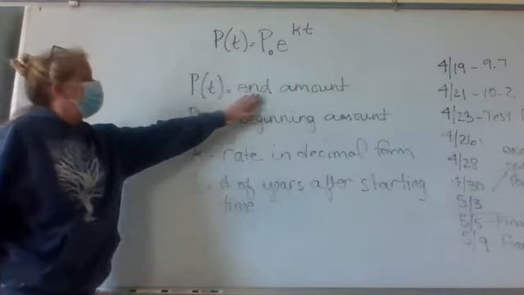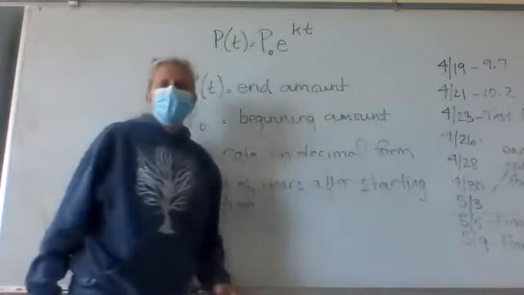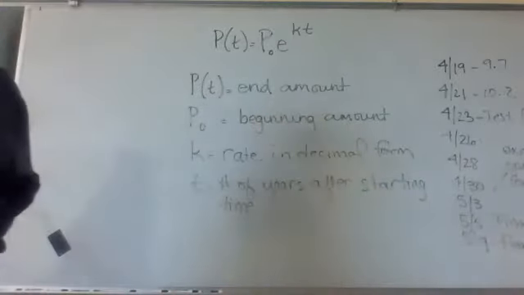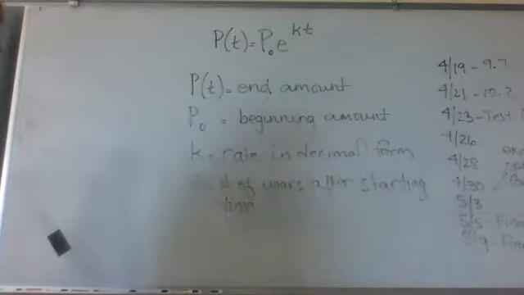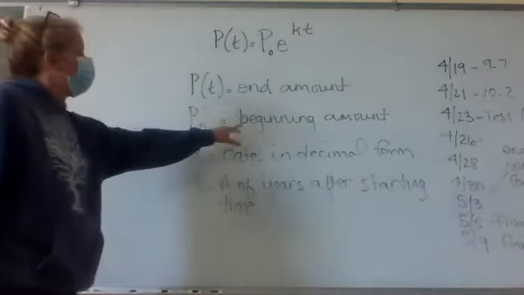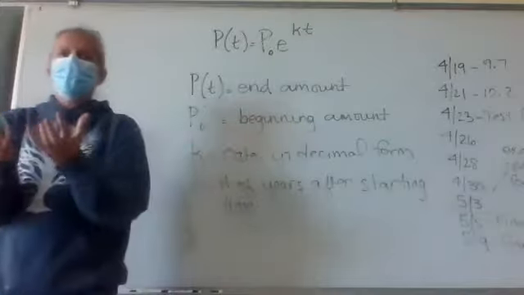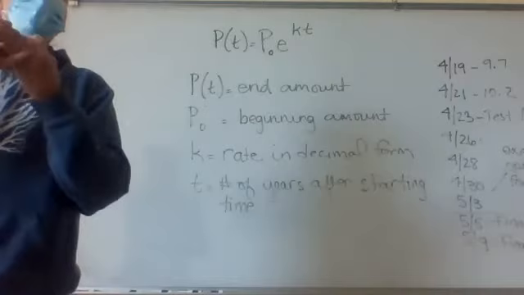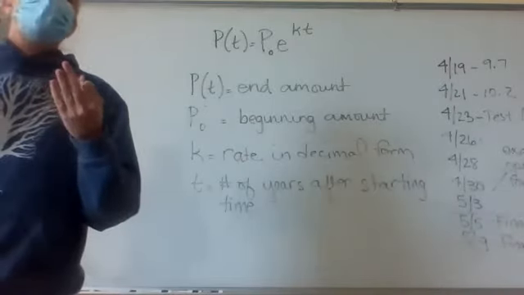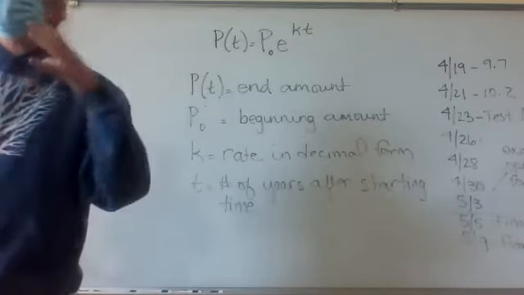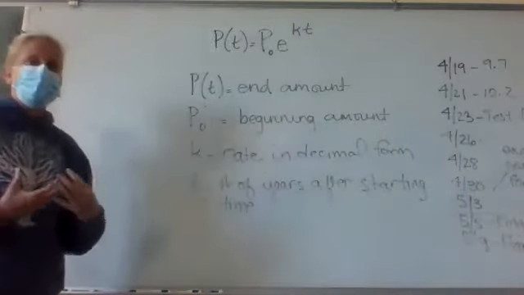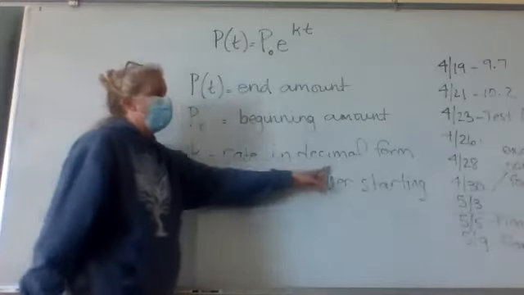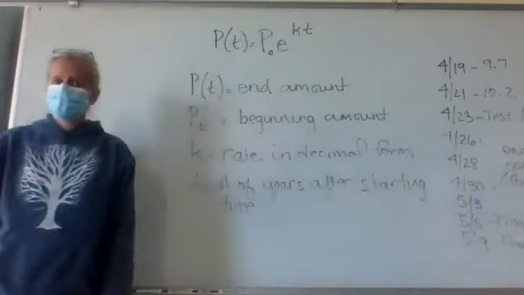P of T is going to be your ending amount. These things will make more sense after we work one of the problems. This P with the little zero is your initial amount, what you are starting with, whether it be money or starting population or starting anything. The K, just like always, is going to be the rate in decimal form.